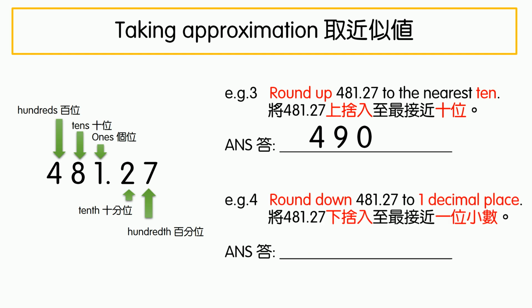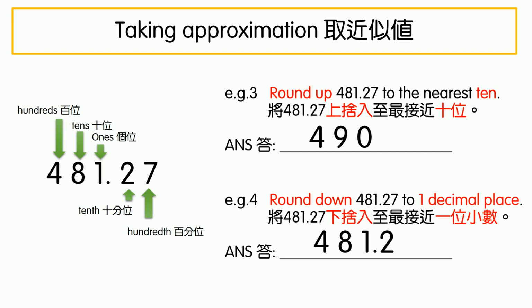And the meaning of round down is opposite. This time we need to round down this number to one decimal place. So we want to keep one decimal place here. So we look at the number next to it. This number 7 is quite big. But the question asks us to round down, which means no matter this number is big or small, we won't increase the value by 1. We will ignore it. That's why the answer for this question is 481.2.